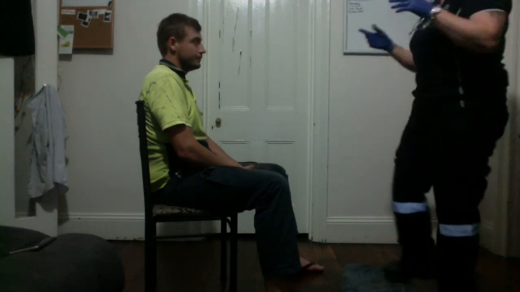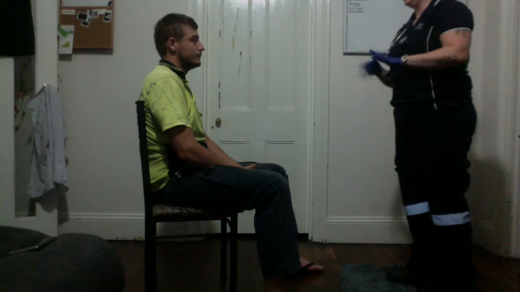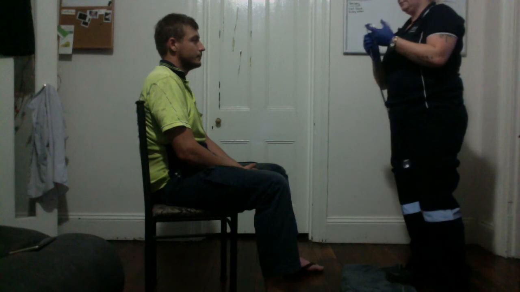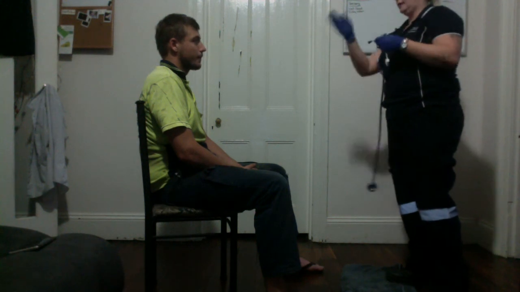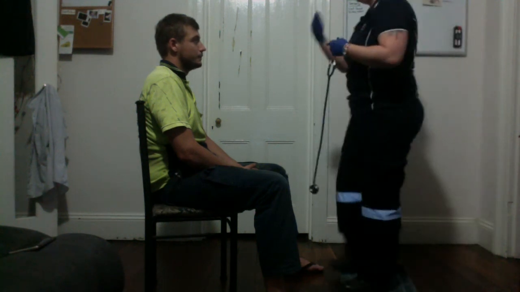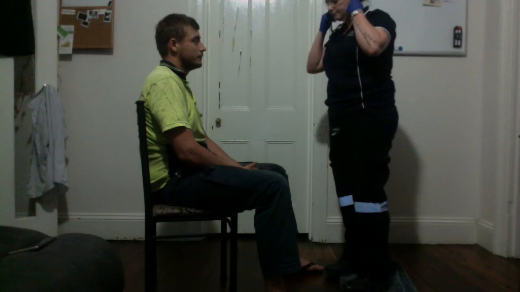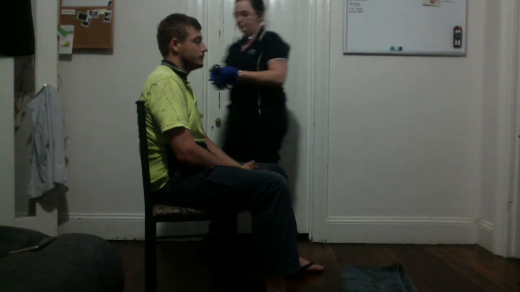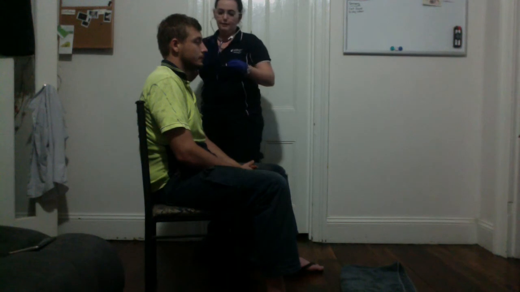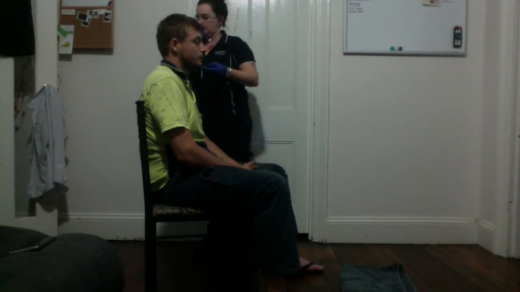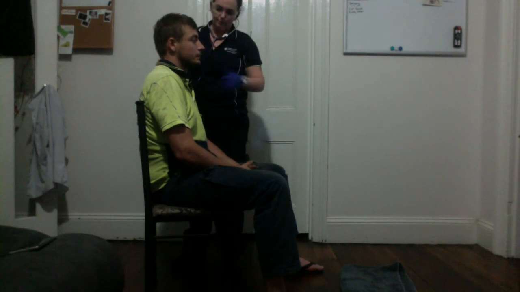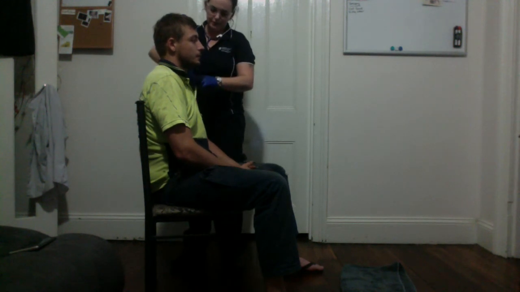Also looking to see whether there's a symmetrical rise and fall of the chest. So I am going to auscultate, like listen to your lungs. Okay, so I would do that three per side, anterior and posterior. So maintaining the patient's modesty, I will be doing this down the front of the shirt and down the back of the shirt. Okay, so I just want you to breathe normally for me. So just in and out as you normally would.